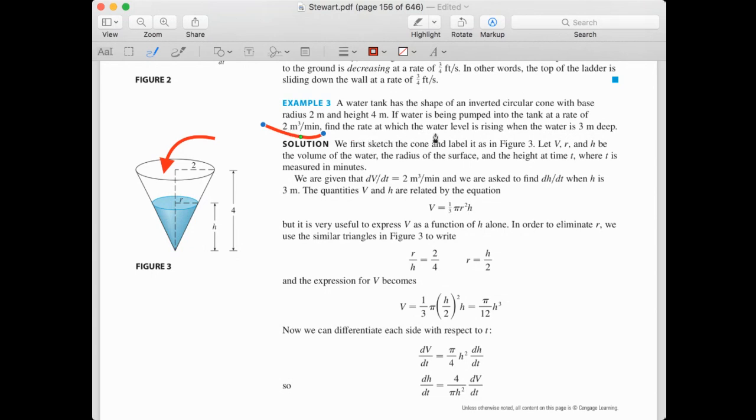Find the rate at which the water level is rising when the water is 3 meters deep. So at this moment the water height is 3. So think about h equals 3 at this point. Well, this picture is not looking right. The picture maybe should make this water a little bit higher, maybe here, because the total height is 4. But anyway.